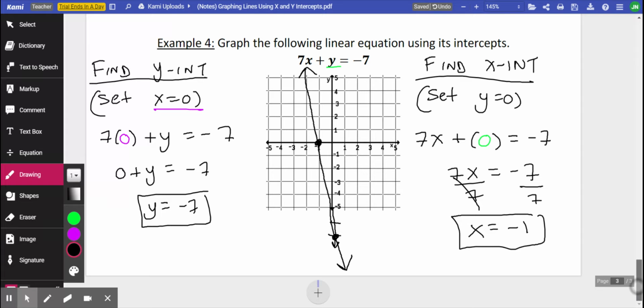I hope this lesson was useful. This was how to graph linear equations in standard form by using the x and the y intercepts. See you guys on the next one.